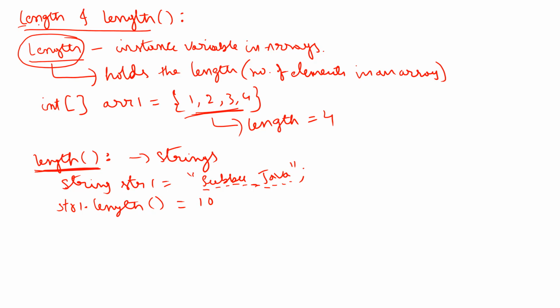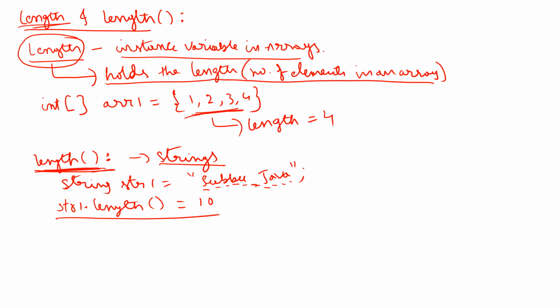So length is an instance variable in arrays and it holds the length of the array. That means the number of elements in an array. Length method is applied for strings, using which we can get the number of characters including spaces in a string. So this is the difference between length and length method.